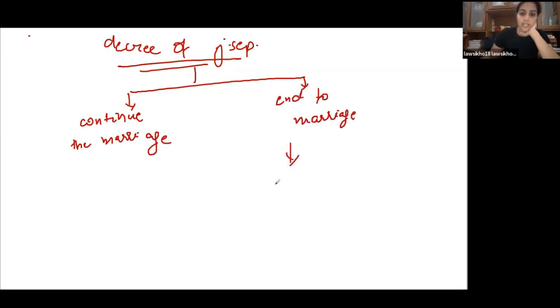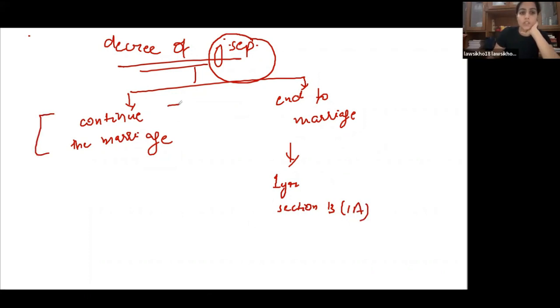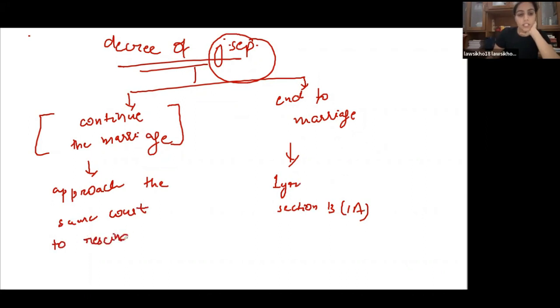Right? We discussed how they can put an end: after 1 year lapse of the decree of judicial separation, they can approach the court for divorce under section 13(1)(a). Okay. But if they wish to continue the marriage, they will have to approach the same court again and ask the court to rescind the decree of judicial separation that was earlier granted by the court.